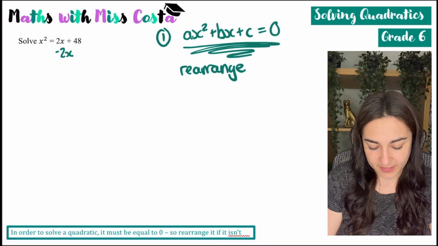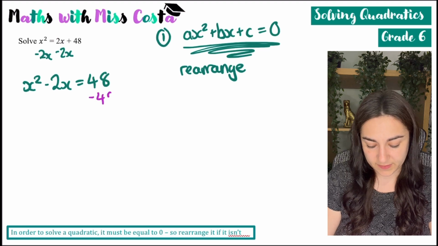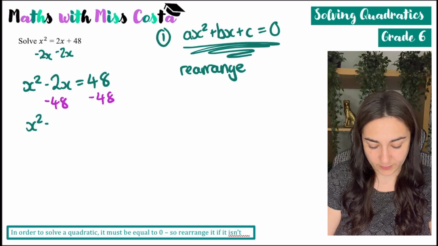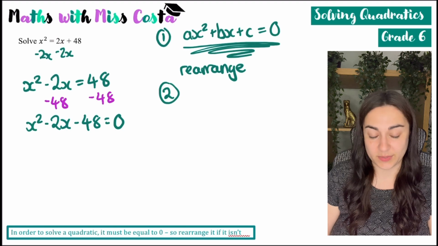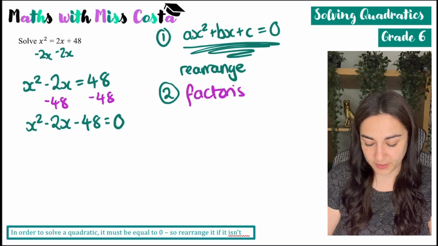So we could start by taking 2x. So that would give me x squared, take 2x equals 48. And then you just take 48 as well. So you'd be left with x squared, take 2x, take 48 equals 0. Now, once it's equal to 0, step 2 is to just factorize it.